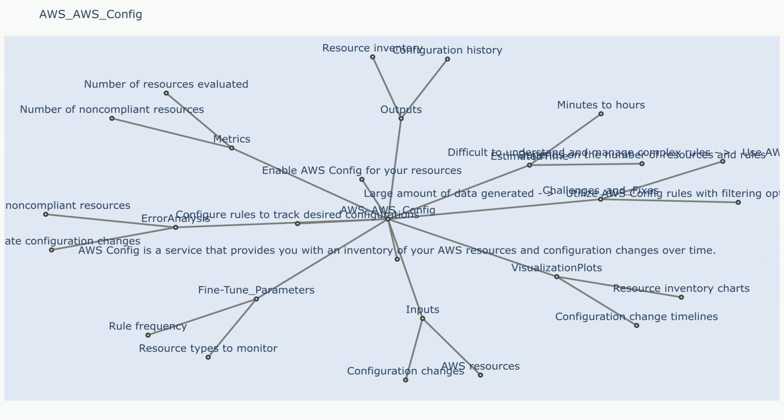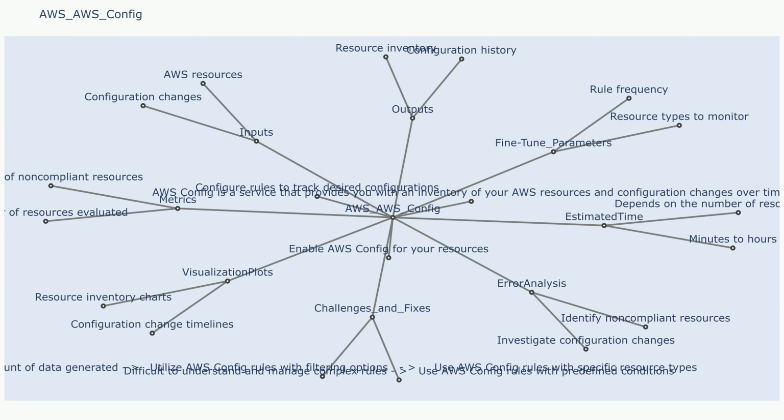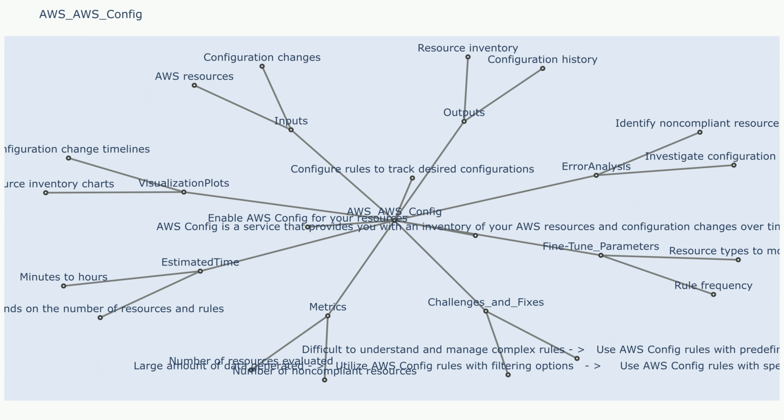Name: AWS region. Purpose: AWS Config operates within a specific AWS region. You need to choose the region where you want to configure and manage your resources. Configuration data is stored within the selected region.